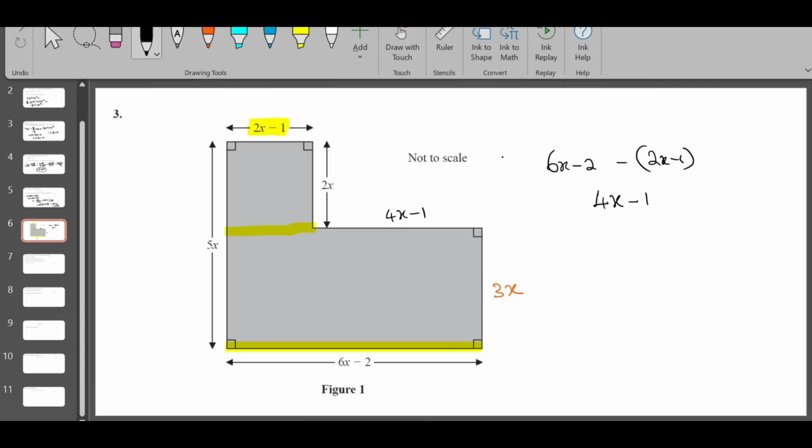Or you can do one more thing. When you add this and this, you are going to get the total length. So you can take it as 2 times 6x minus 1 also. It's the same thing. This plus this is 6x minus 1. This plus this is 5x.